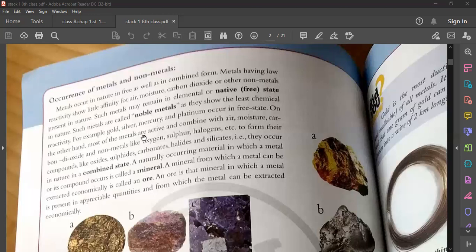Same thing. A mineral from which metal can be extracted economically is called an ore. If you take the metal from that mineral, if it is a profitable business only, then it is called an ore. Okay.